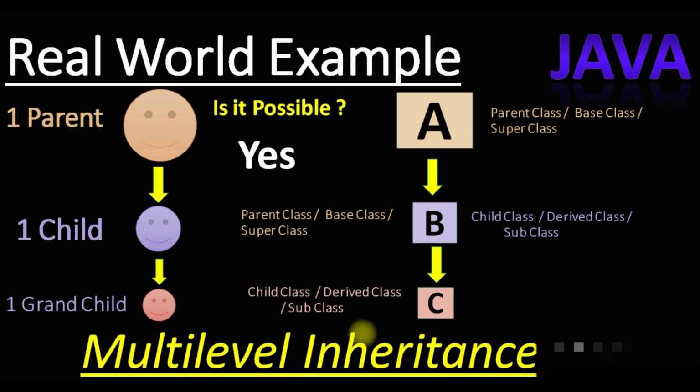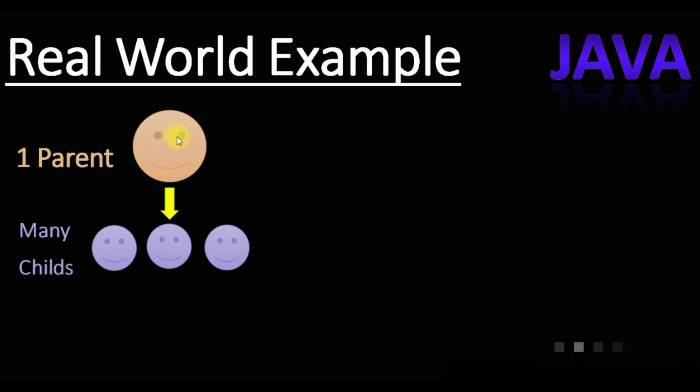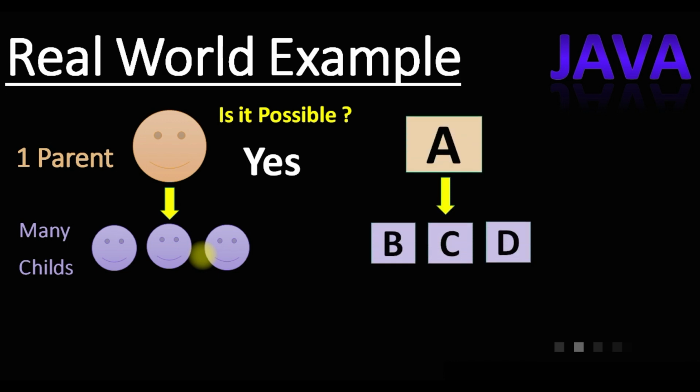Now go to the next concept. Here you can see I have given one parent and many children, 1 2 3 4 5 6, any number of children can be possible. So is it possible? Definitely in the real world it is possible. And if it's possible in the real world, Java also supports the same scenario.